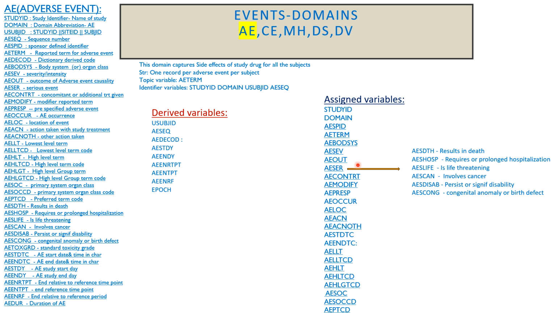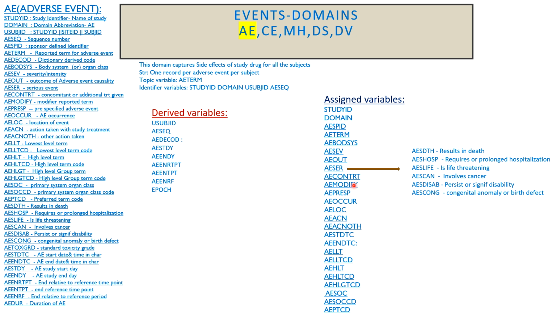AE outcome: what is the outcome of the adverse event, what is the result, will be captured. AESER is serious adverse event. This variable is very important in this domain. If serious adverse event is yes, then another six variables will come. Here the values will be yes or no. If yes, these variables will come. If no, these variables will not come.